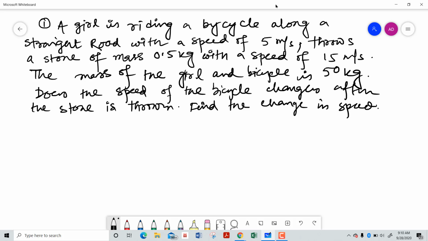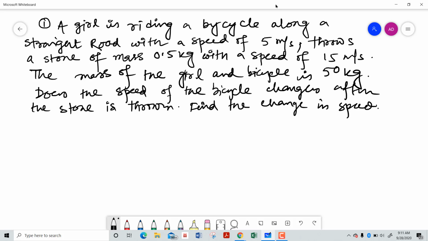Let me solve it for you. In this case, what do you think actually? Suppose you are riding a bicycle and you are holding a stone. At that point of time, you are throwing it with a speed of 15 meters per second. Then after throwing that stone, you will also feel some amount of recoil, right? It's a case of recoil velocity.